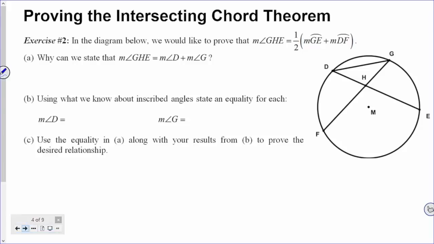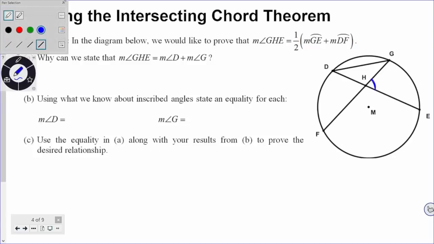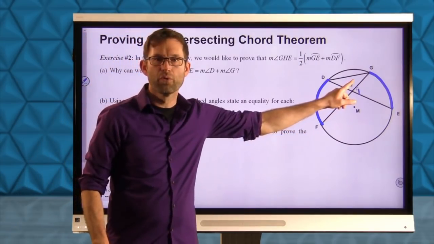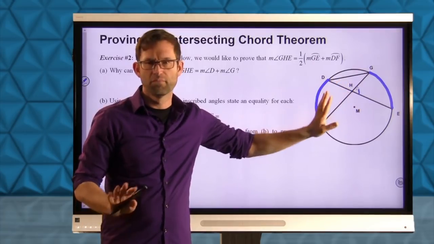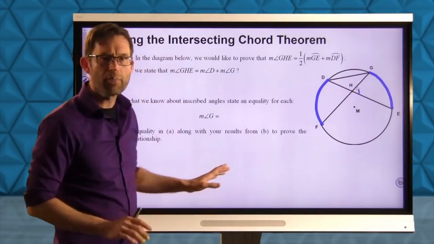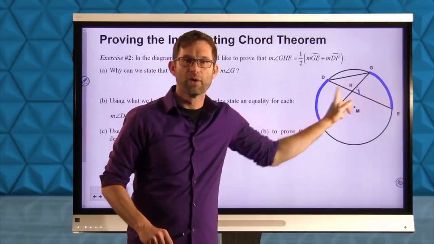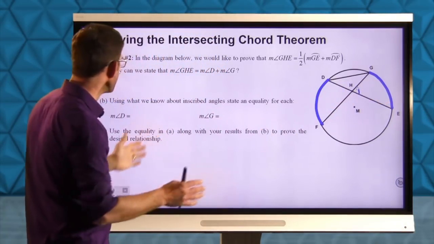this guy right here, that GHE is 1/2 the measure of arc GE, and actually let me highlight this, 1/2 the measure of arc GE plus arc DF, all right? So again, we could also prove it for these two angles here, but this is good enough, all right? So I'm going to prove that the measure of this angle is 1/2 the sum of the measure of those two arcs. All right, let's do it.